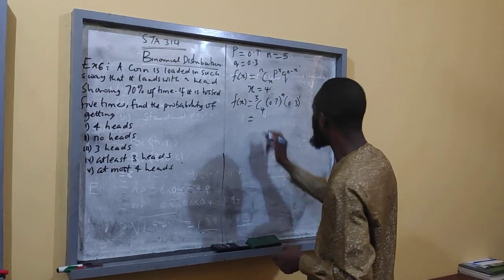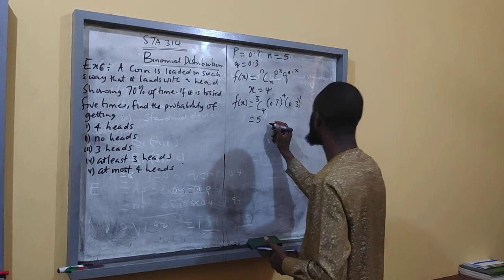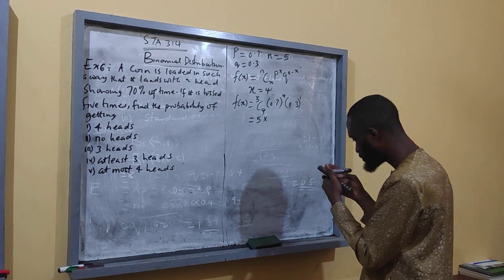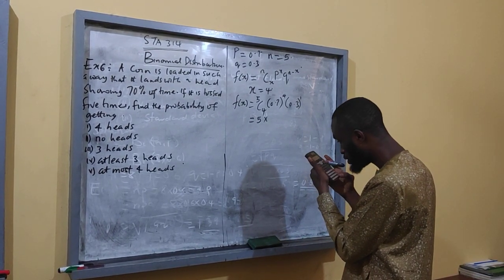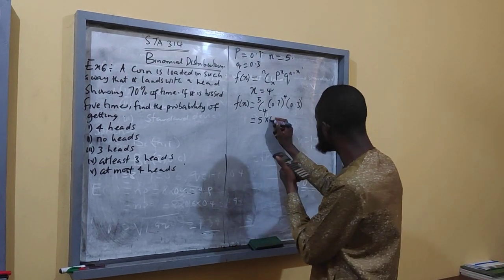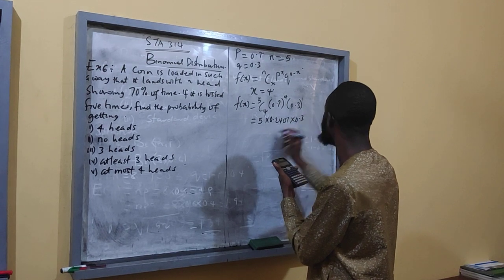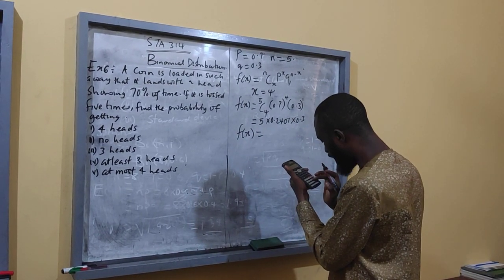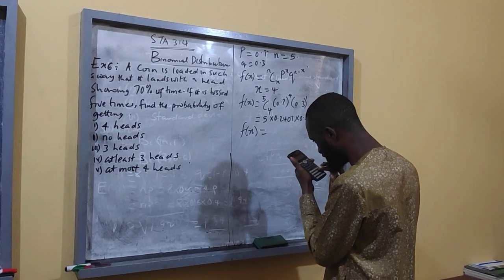Then if I press my calculator, 5 combination 4 is 5, times 0.7 raised to power 4, which is 0.2401, times 0.3. At the end of the day, my probability will just be 5 times 0.2401 times 0.3.